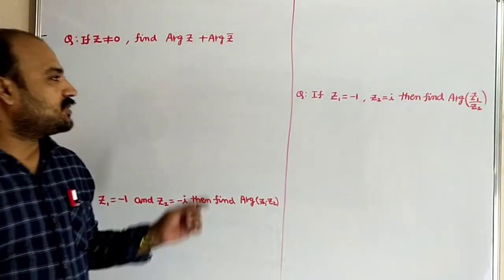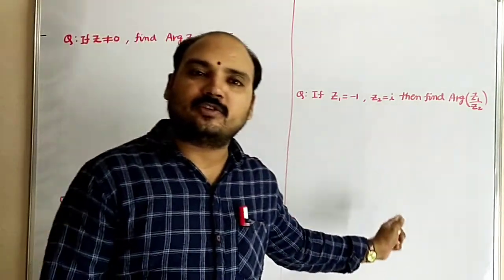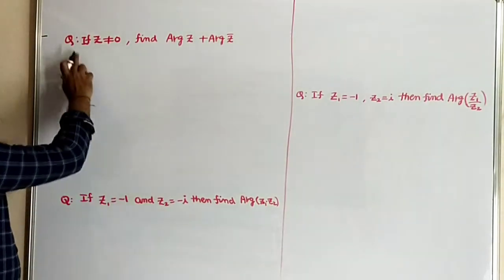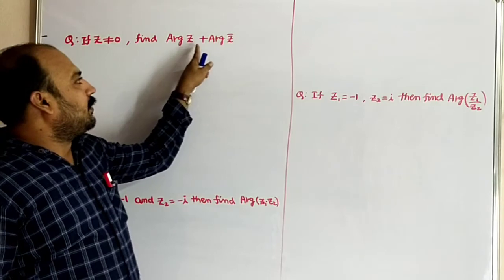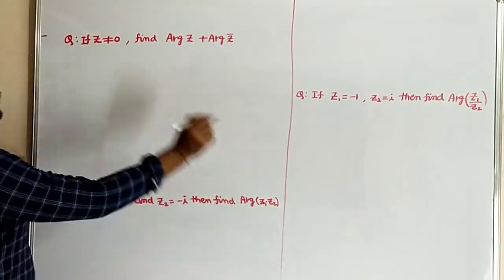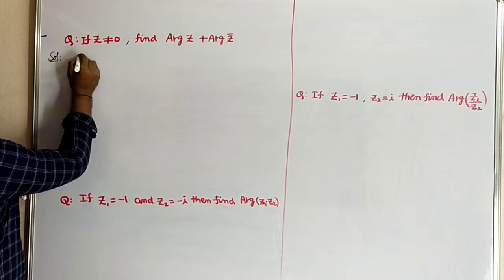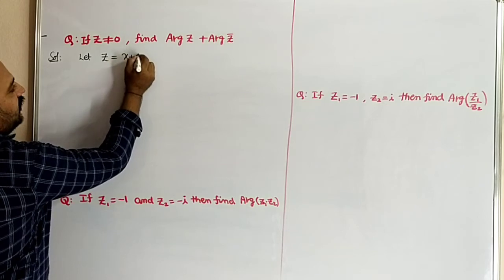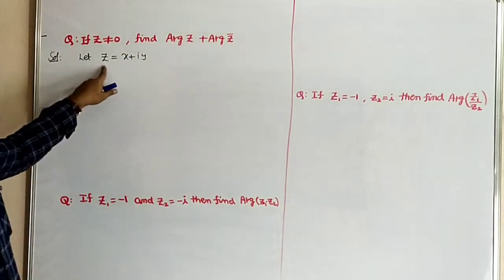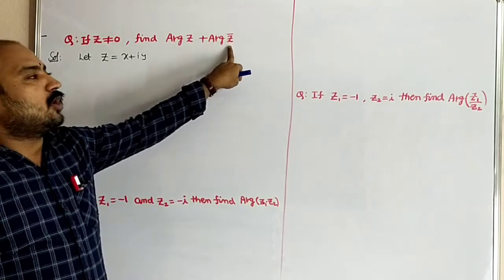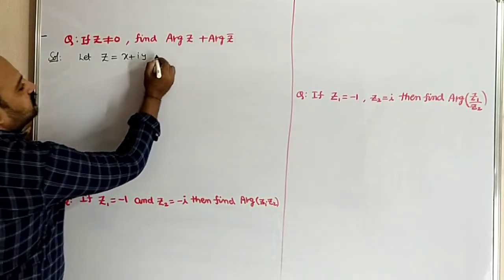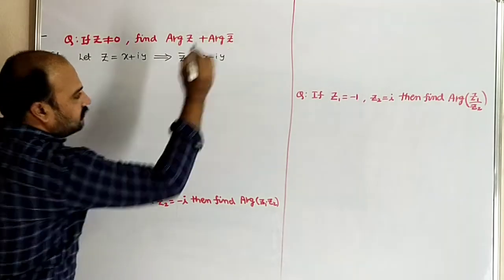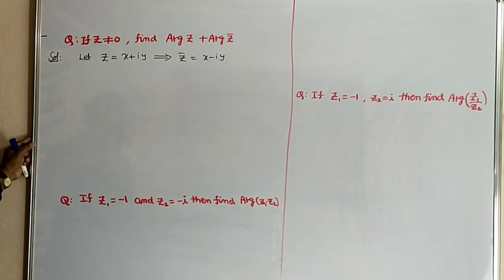Next question. These types of problems are asked in intermediate public examinations, which are very important for 2 marks. Let us discuss the first question. If z is not equal to 0, find argument of z plus argument of z bar. For this, let z is equal to x plus iy. Then the complex conjugate z bar is equal to x minus iy.